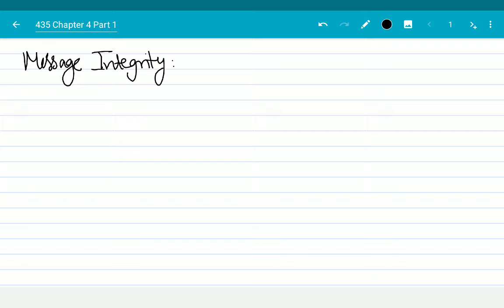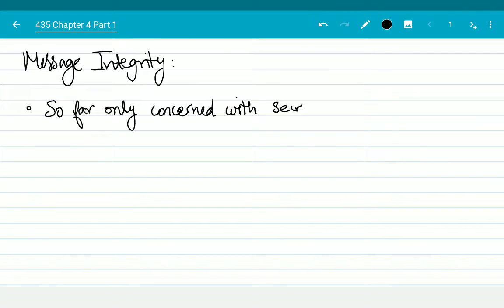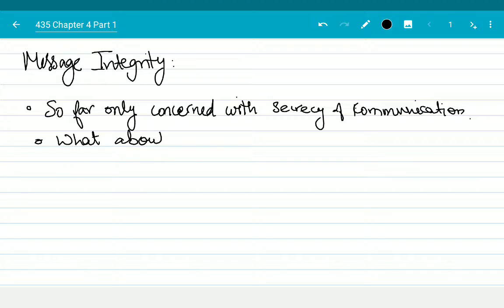differ from secrecy? So far we have been concerning ourselves only with ensuring the secrecy of the communication, right? So what about integrity? Okay, first of all, what is the difference?